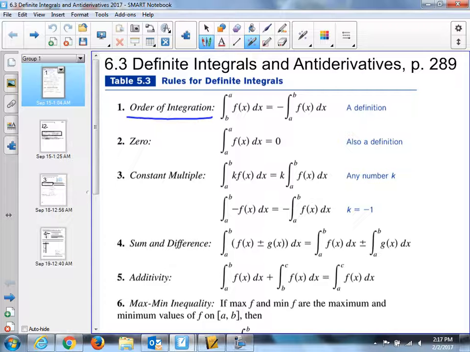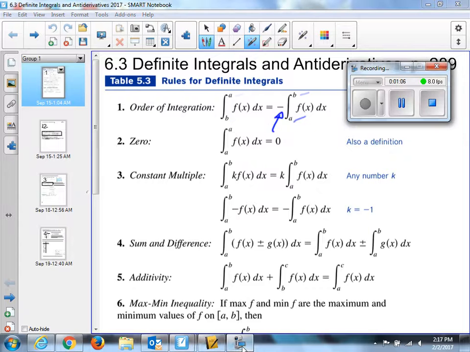Order of integration. If I go from B to A, and this is a definition, so from 2 to 3, and I get an area, that will be the same area except opposite sign as if I switched the numbers. Do you notice? That would be from 3 to 2. You guys understand what that one means? If you just reverse the top and the bottom numbers, you have to reverse the sign in front of it. Does that kind of make some sense?